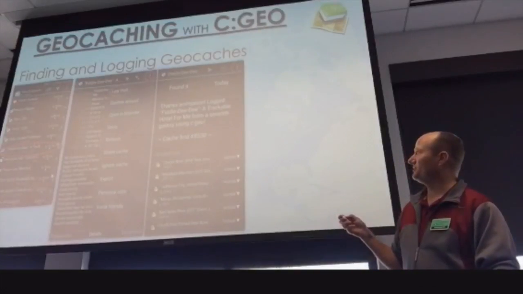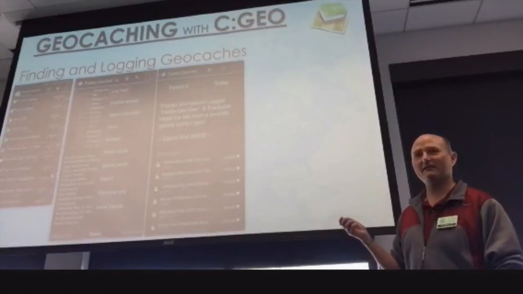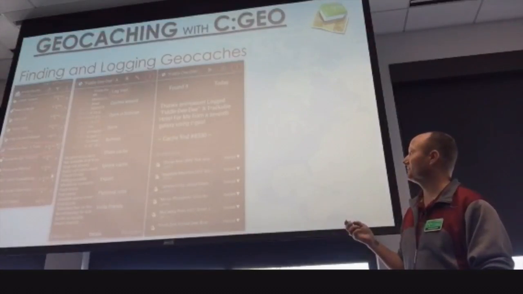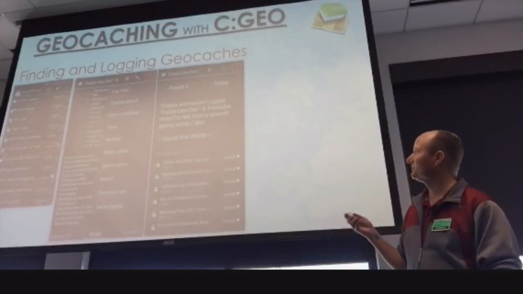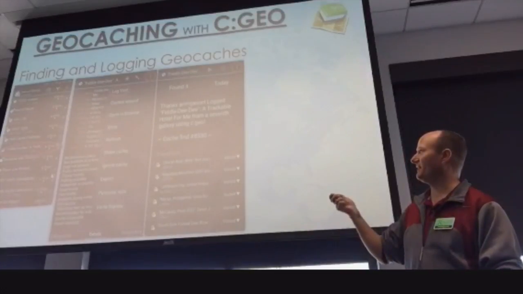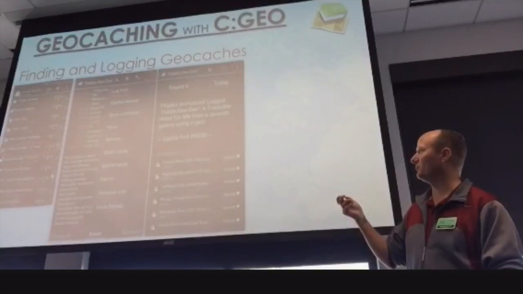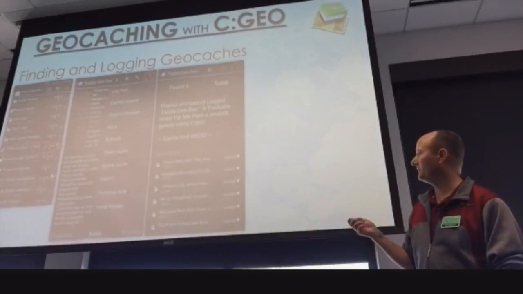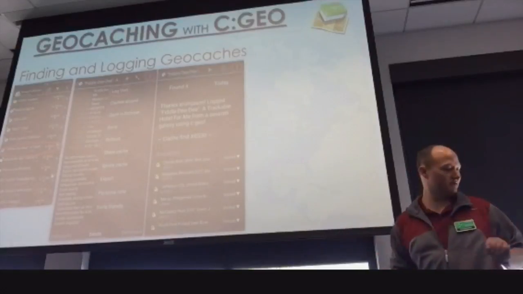You have a drop-down menu here. You can say found it, didn't find it, write note, needs maintenance, needs archived, any of those options. The date, and then if you have it set, it'll put in your autofill, and then you can add more. And then it also has your trackable inventory below the log, and I have it set to all visited.